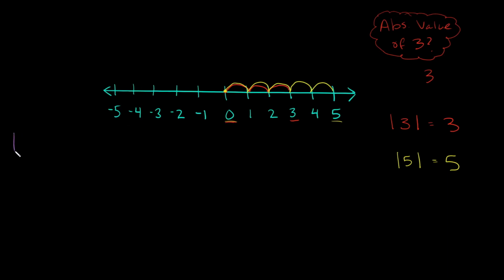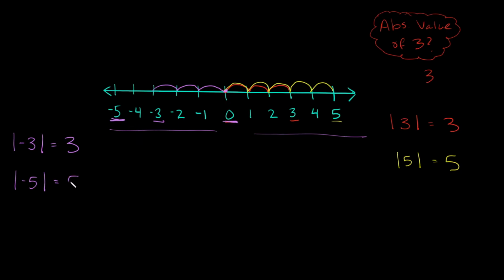What if I asked you what is the absolute value of -3? Again, all I'm asking is how far away is -3 from 0? Let's count. It'd be 1, 2, 3 spots away. So the absolute value of -3 is just 3. When we're talking about absolute value, we don't care if we're on the negative side or the positive side of the number line, because all we're asking is how far away from 0 we are. If I asked you what is the absolute value of -5, how far away is -5 from 0? It would be 5 spots away.